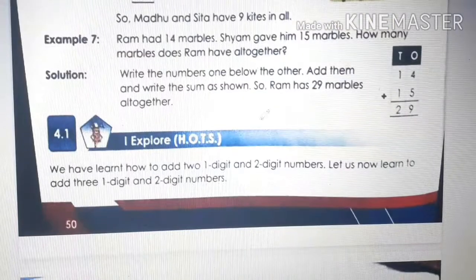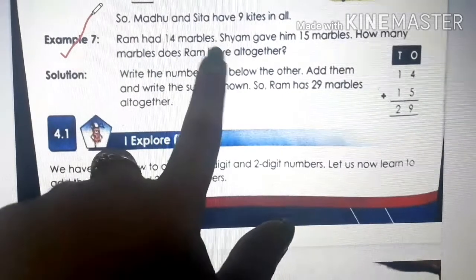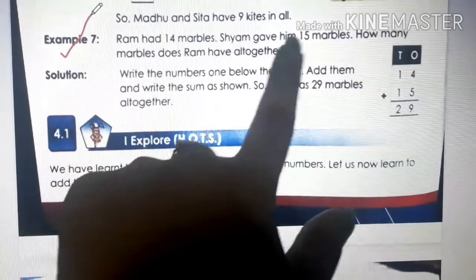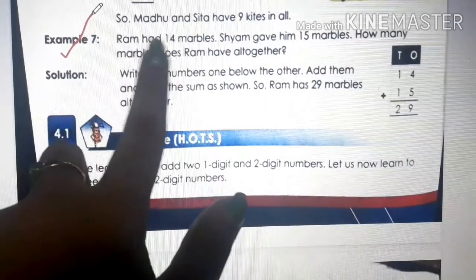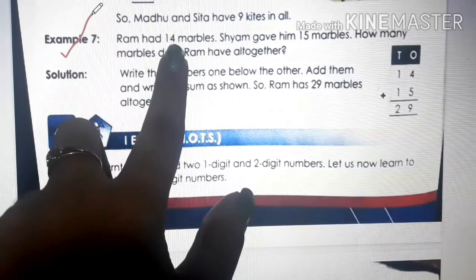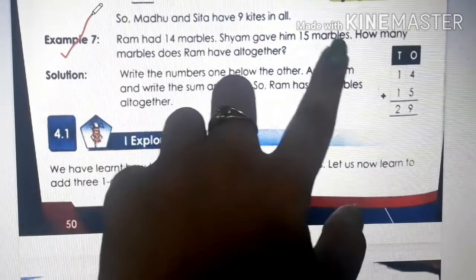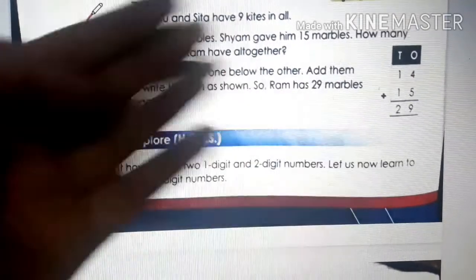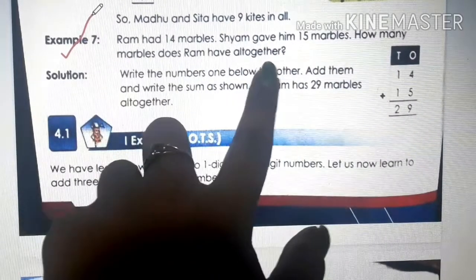Next question, example 7. Ram had 14 marbles. Sham gave him 15 marbles. Okay, Ram had 14 marbles. Ram already had how many marbles? 14 marbles. And Sham gave him 15 marbles. He gave him more marbles. So how many marbles does Ram have altogether?